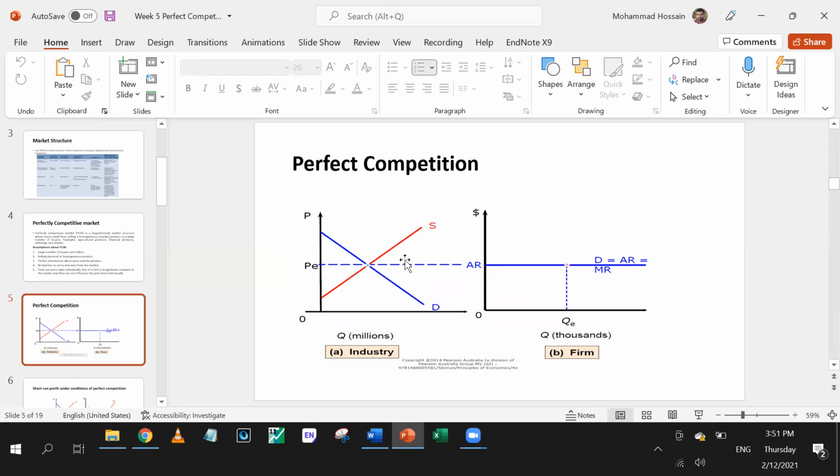Okay, so this is for the industry, I mean the market. The left-hand picture on the screen is about the industry, it's mentioned there. And here is mentioned about the firm.